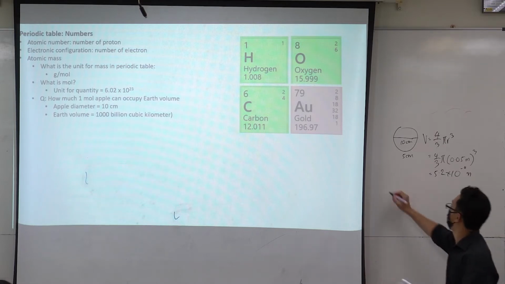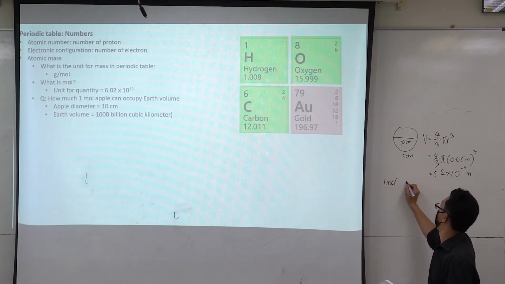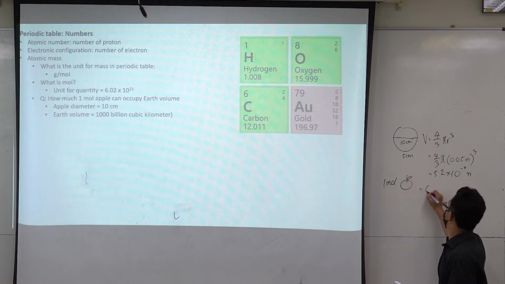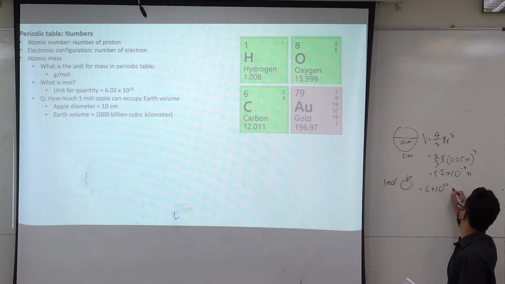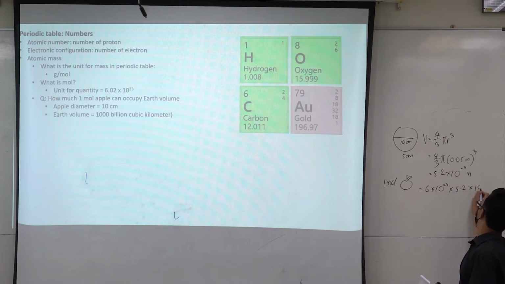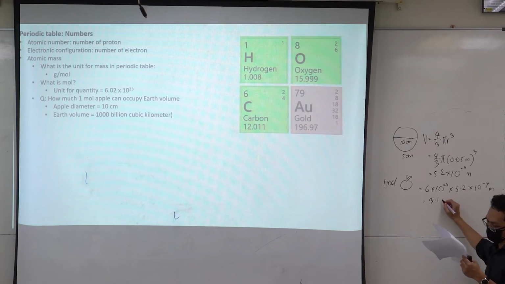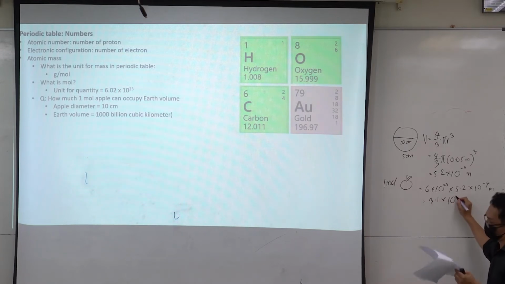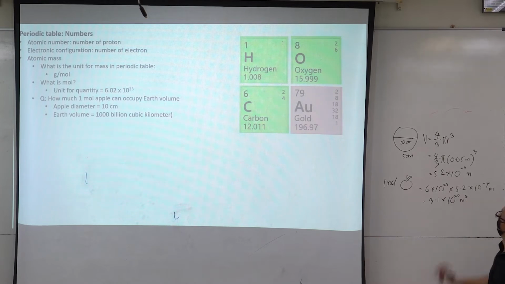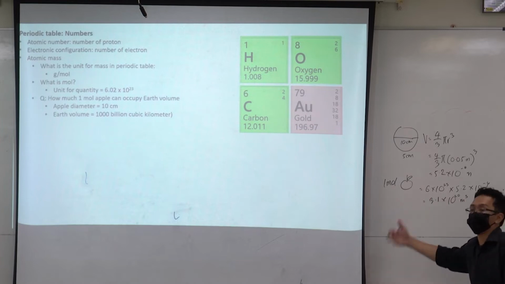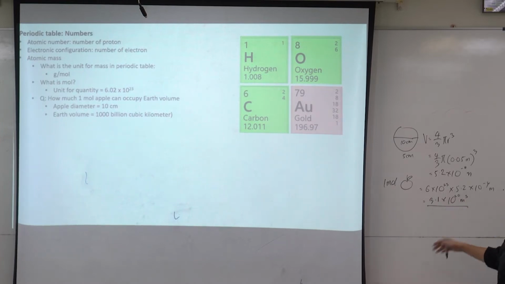If you want to have 1 mole of apple, it is basically 6 times 10 to the power of 23 times 5.2 times 10 to the power of negative 4 meter cubed. So basically 1 mole of apple will be equivalent to 3.1 times 10 to the power of 20 meter cube. So basically it's just simply a calculation. I just want to show you how to understand the mole. So this is the volume that is filled by 1 mole of apple.